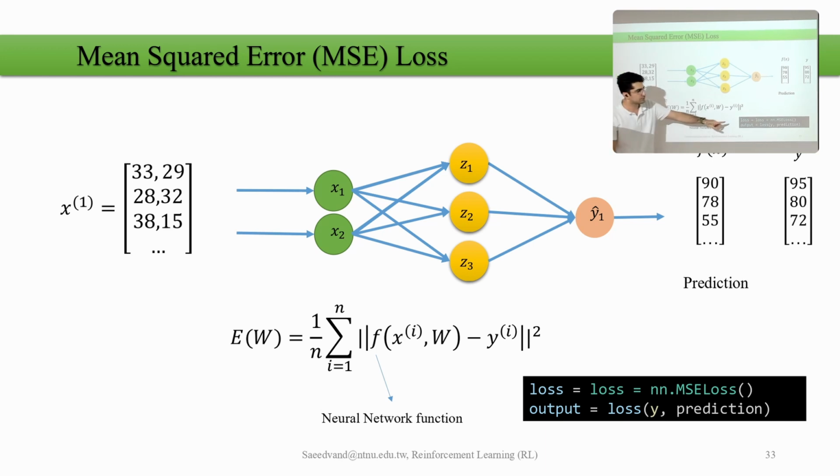How can you do that? Simple, two lines. Loss is equal to NN.MSELoss. So you indicate that your neural network, NN, wants to use mean square error loss. If you write NN dot, you can change it to other ones too. Then output is equal to loss of the Y and prediction. This is the label, and this is the prediction of the output. Then you can calculate the loss and put it in the output. With one line, you can get it in PyTorch.